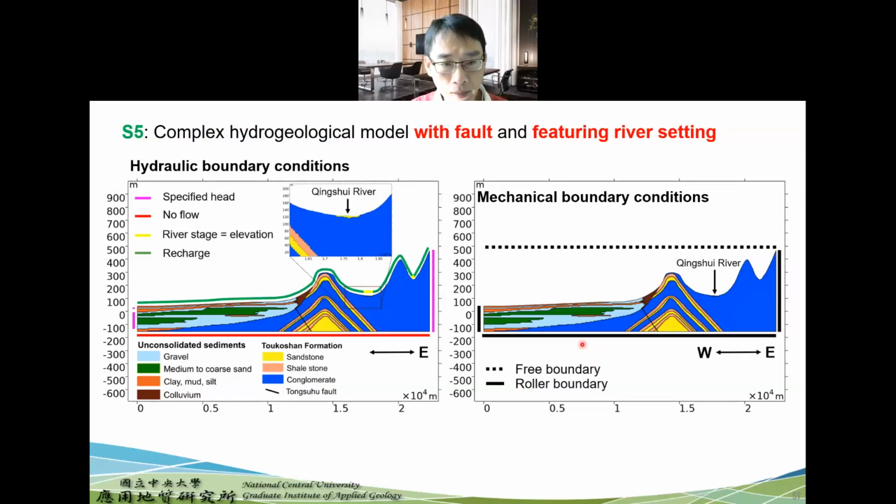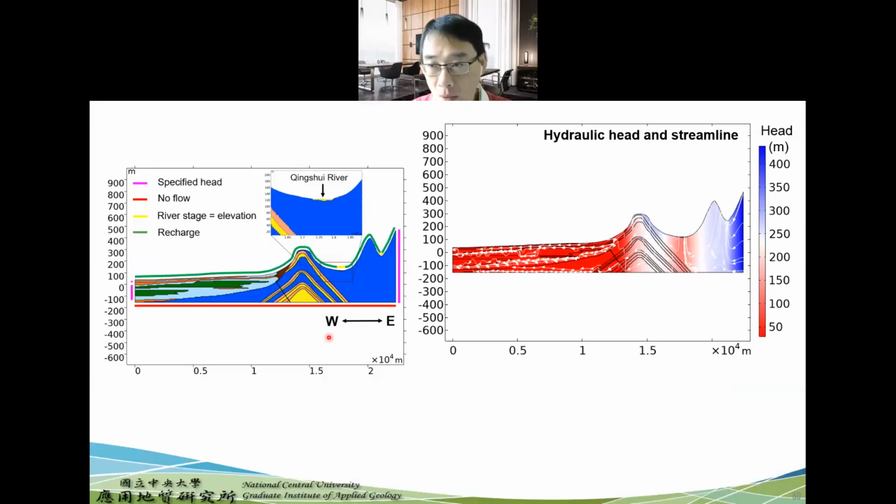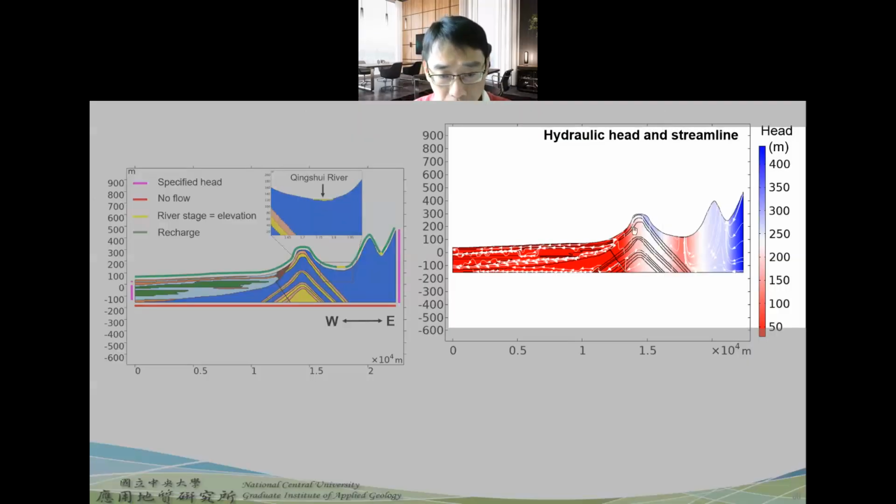And in this scenario, we try to combine the river and the recharge on the ground surface to see how it influences. In these cases, the result will be closer to reality because we have the rivers, we have the rainfall recharge, we have the formation, and we also have the fault system. Okay, and maybe we try to enlarge this area.